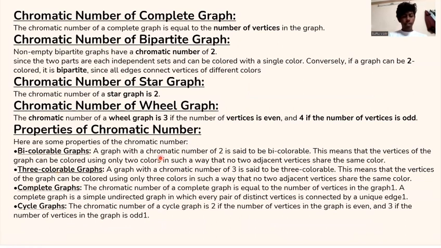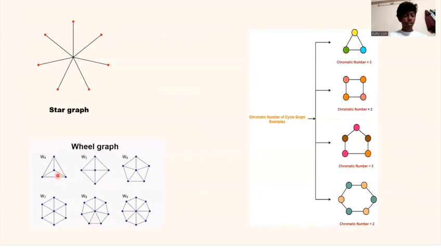As we have seen before, if the vertices are even, the chromatic number is 3. If the vertices are odd, the chromatic number is 4. So for this, the vertices are 4. There are even vertices, so the chromatic number is 3. For this, there are odd vertices. So the chromatic number is 4. So just by seeing the graphs, we can say the chromatic number.